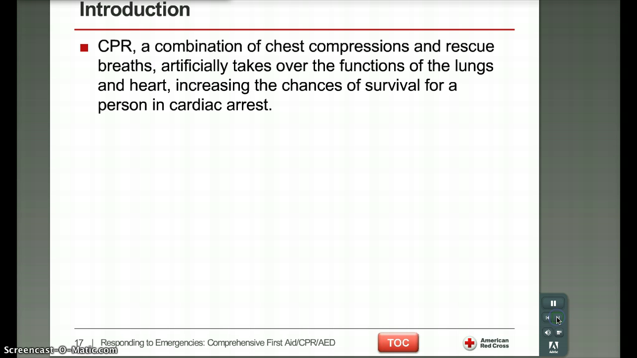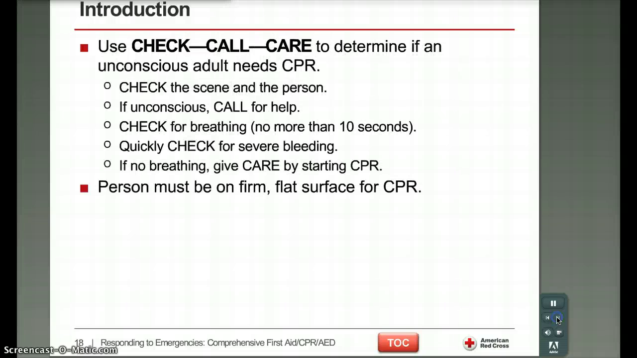With CPR, it is a combination of chest compressions and rescue breaths. We are going to talk about both, and then inevitably we are going to perform these in class as well. It artificially takes over the functions of the lungs and the heart, and what we're attempting to do is increase the chance of survival for a person who's in cardiac arrest. And they can be in cardiac arrest once again for a number of reasons. The most common cause would be that of a heart attack.